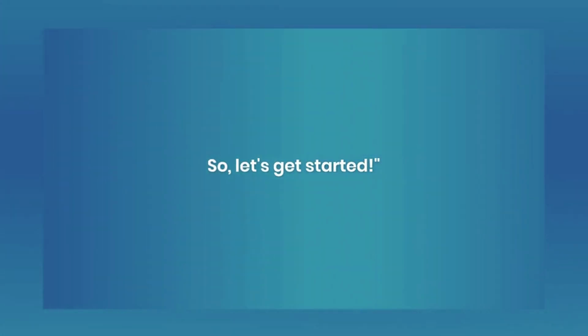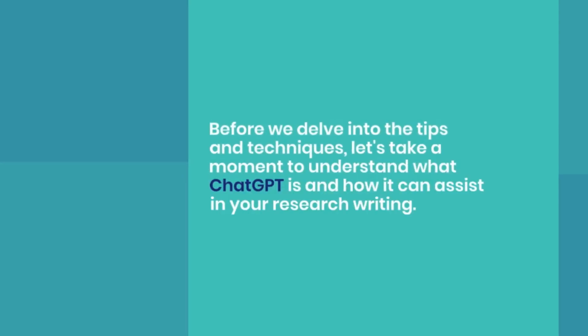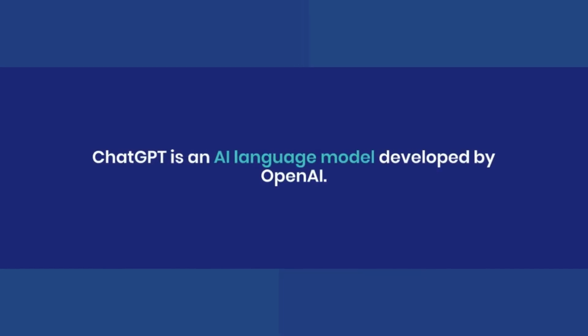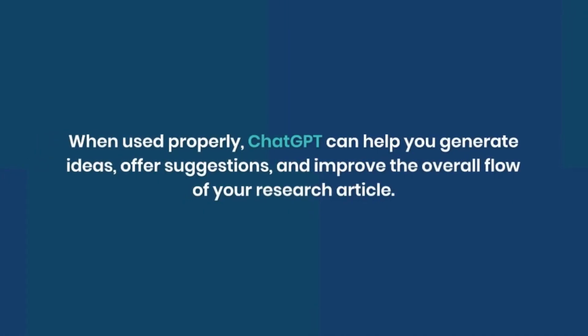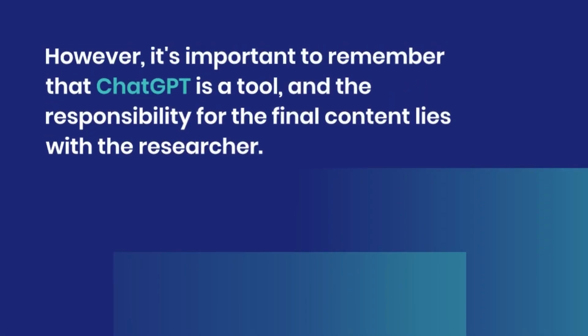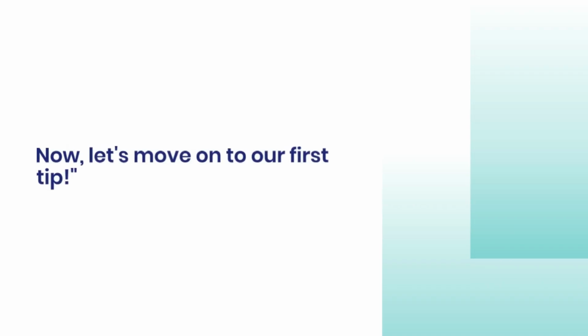So, let's get started. Before we delve into the tips and techniques, let's take a moment to understand what ChatGPT is and how it can assist in your research writing. ChatGPT is an AI language model developed by OpenAI. It can generate human-like text based on the input it receives. When used properly, ChatGPT can help you generate ideas, offer suggestions, and improve the overall flow of your research article. However, it's important to remember that ChatGPT is a tool, and the responsibility for the final content lies with the researcher. Now, let's move on to our first tip.